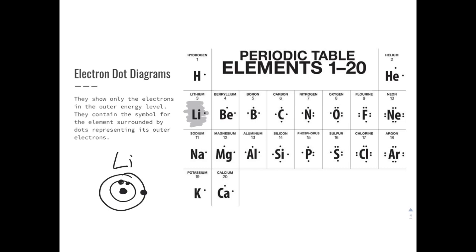And just as another example, if we look at sodium, it has 1 electron in its outer energy level. Now take a second and think about it. Do you think it's going to be easier for sodium to give up that 1 electron or to find 7 other electrons? Hopefully you said to give up the 1 electron.